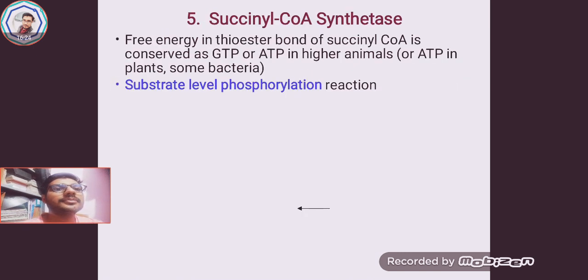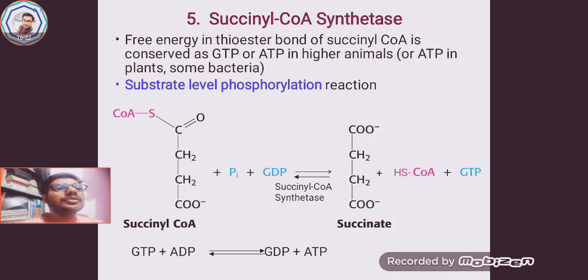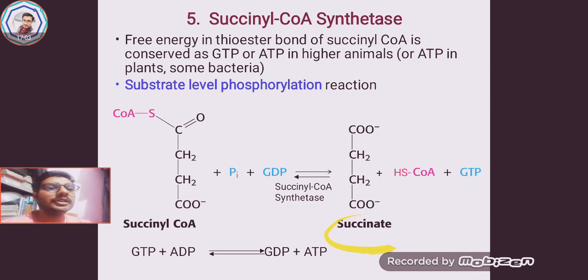Next is succinyl coenzyme A synthetase. The free energy in the thioester bond of succinyl coenzyme A is conserved as GTP or ATP in animals, or in bacteria or plants also. This is a substrate level phosphorylation reaction. Also, succinyl coenzyme A on reaction with succinyl coenzyme A synthetase forms succinate.